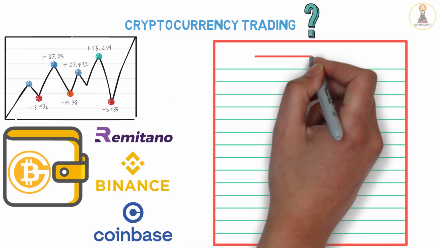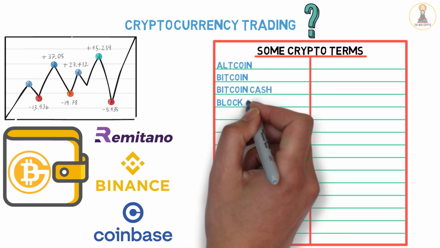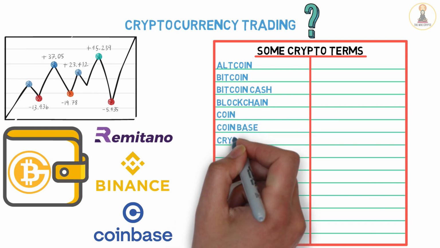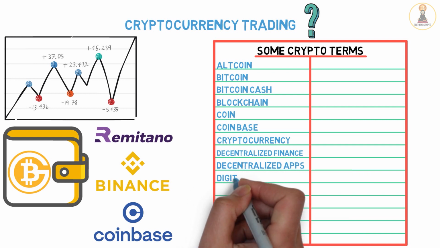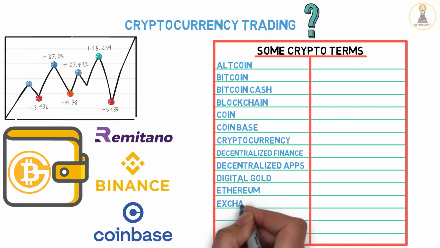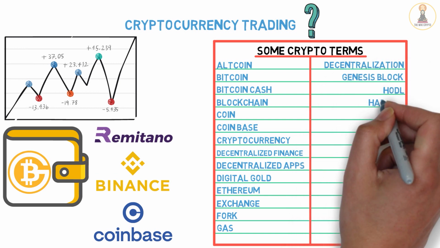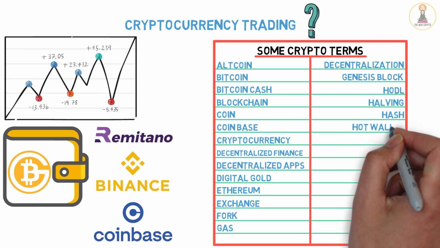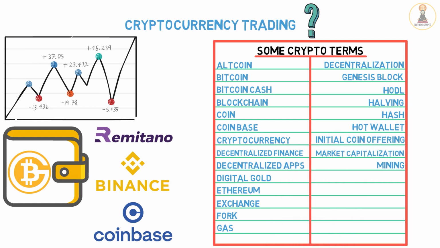You need to know some crypto terms such as altcoin, Bitcoin, Bitcoin Cash, blockchain, coin, Coinbase, cryptocurrency, decentralized finance, decentralized applications, digital gold, Ethereum, exchange, fork, gas, decentralization, Genesis block, hold, halving, hash, hot wallet, initial coin offering or ICO, market capitalization, mining, node, peer-to-peer, public key, private key, smart contract, and many more. Now let's define these terms one by one.